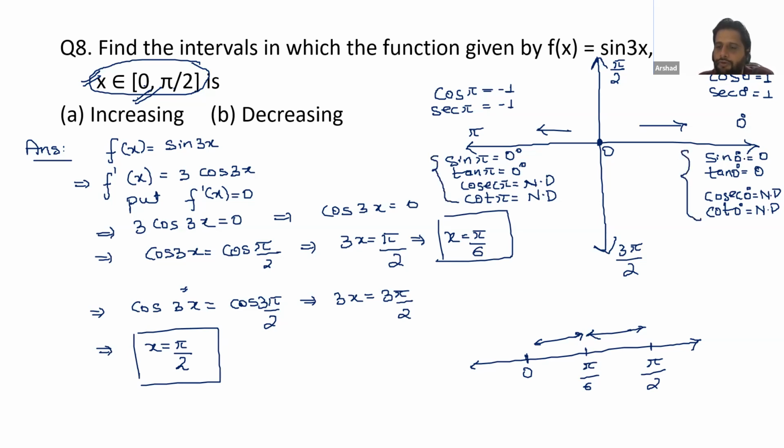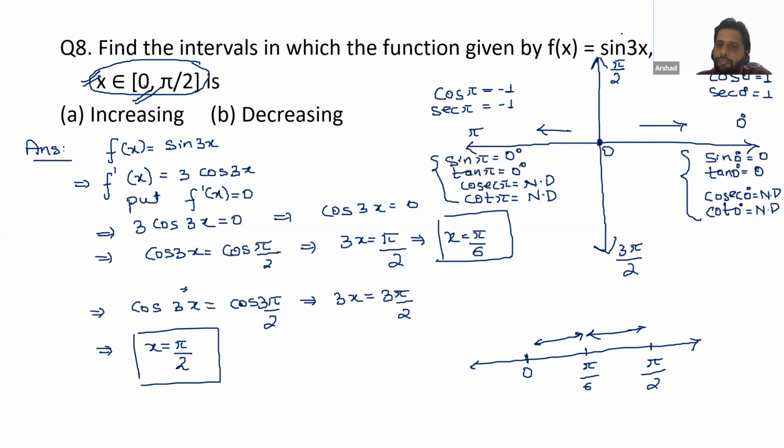For 0 we have these values, and the same values we have here. On the right side you have a 1, so on the left side you will get a -1. The rest of the values remain the same: sine 0, sine pi, tan 0, tan pi are 0. Cosec 0 and cot 0 are not defined. Similarly, cosec pi and cot pi are not defined.